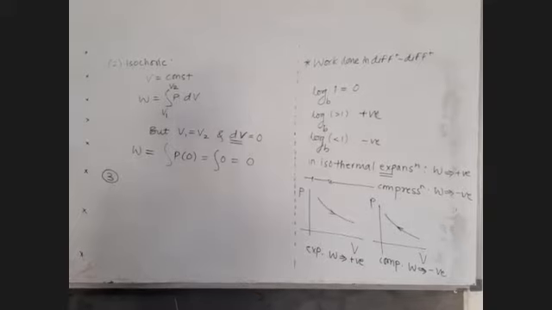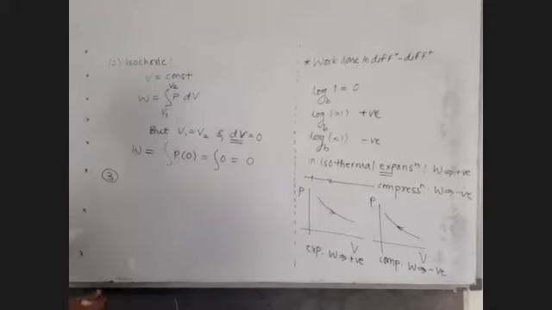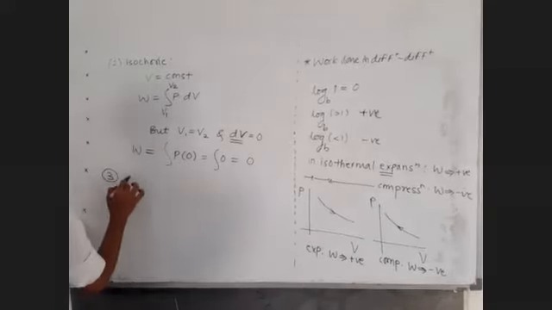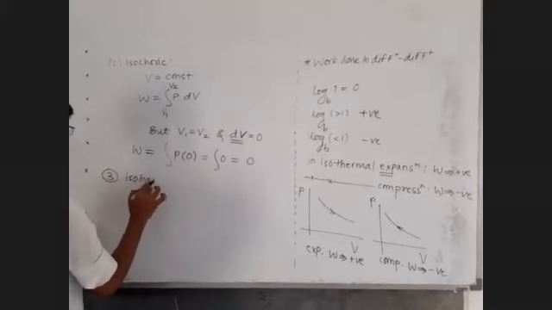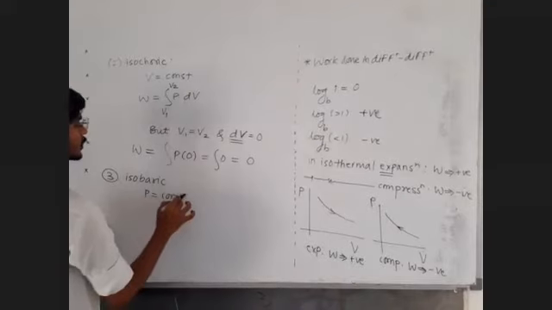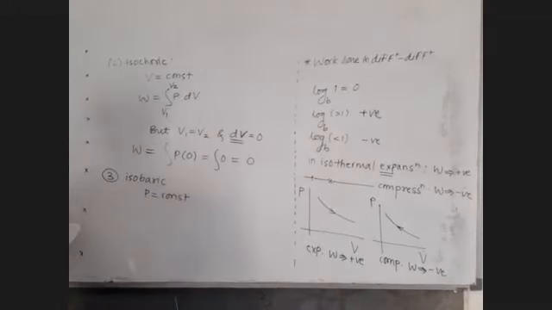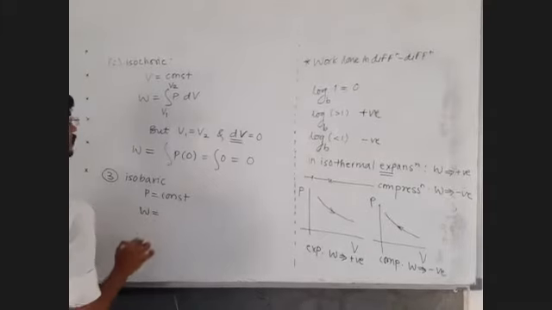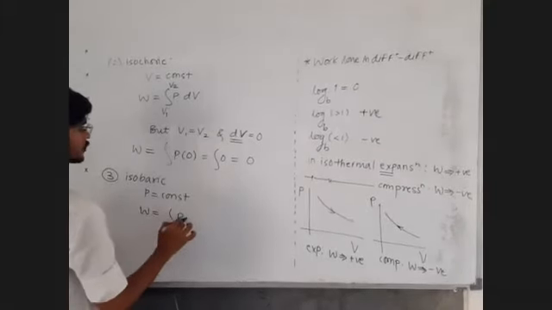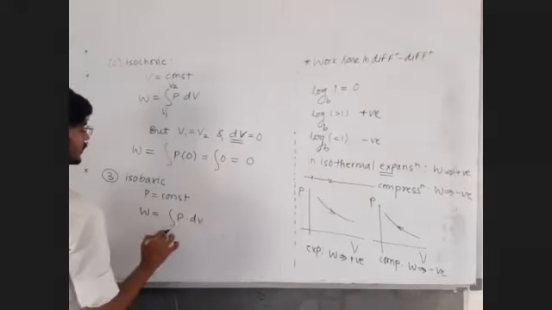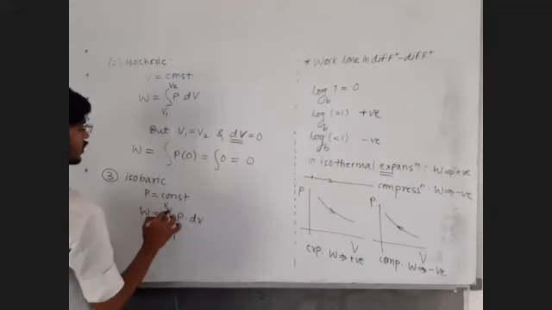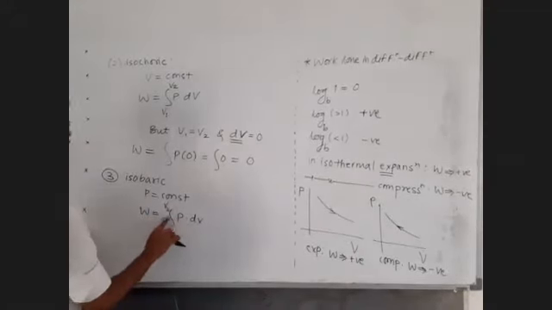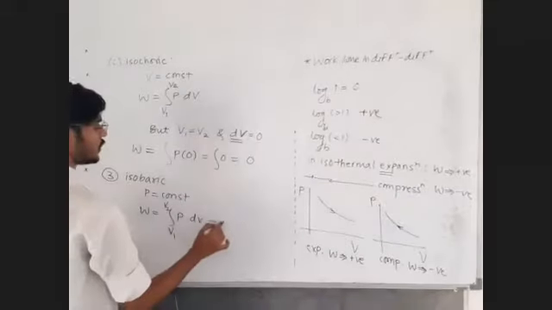Third, work done in isobaric. We know, sir, in the isobaric process pressure is constant. Isothermal done, isochoric done, now it's isobaric. What is the general formula for work done? Sir, it is P dV. Volume goes from V1 to V2. But sir, pressure is constant, so the constant can be taken out of the integration.